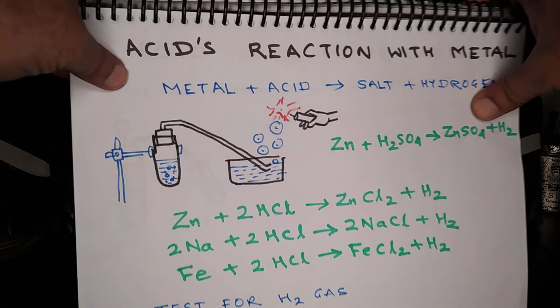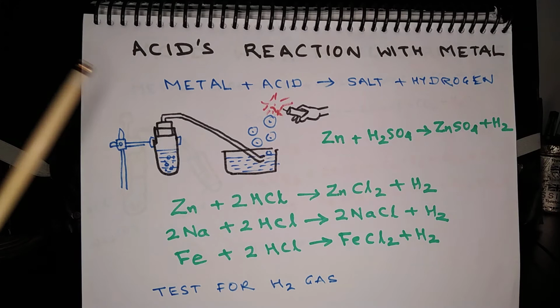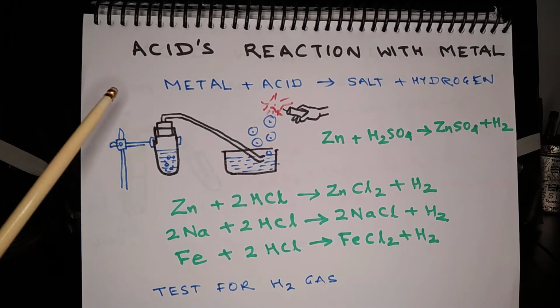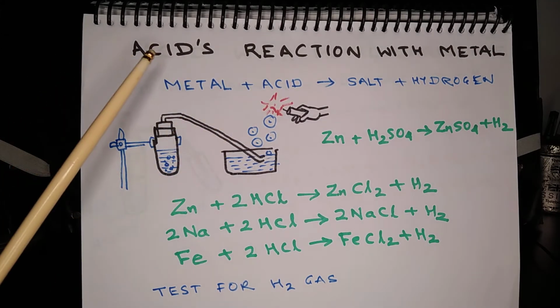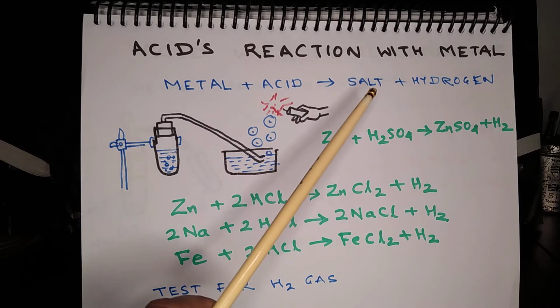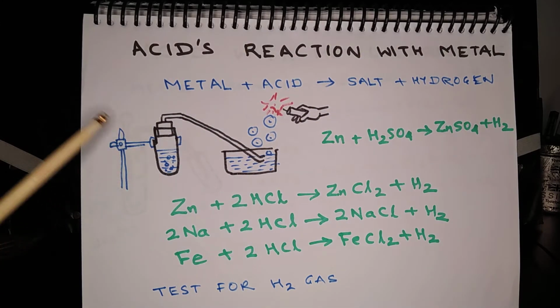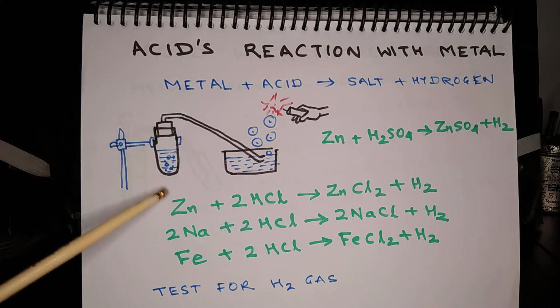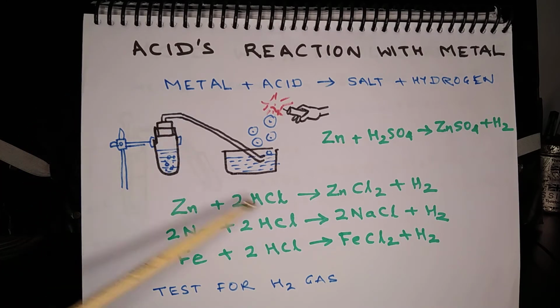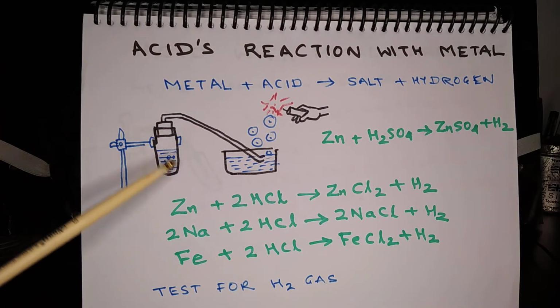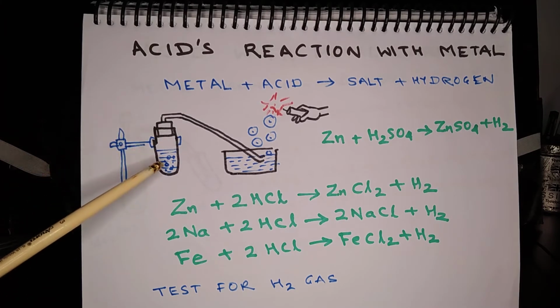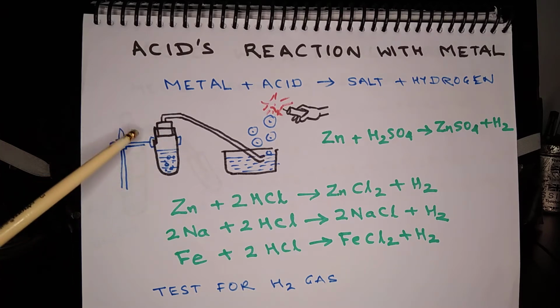How does an acid react with metals? When an acid reacts with a metal, salt is formed and hydrogen gas is evolved. In this setup, there is a test tube and there is a pan. The test tube is filled with sulphuric acid and some zinc granules are added to sulphuric acid.